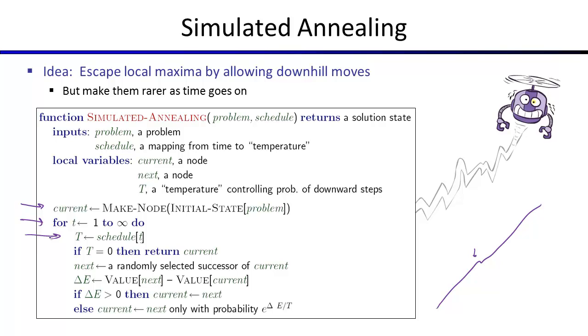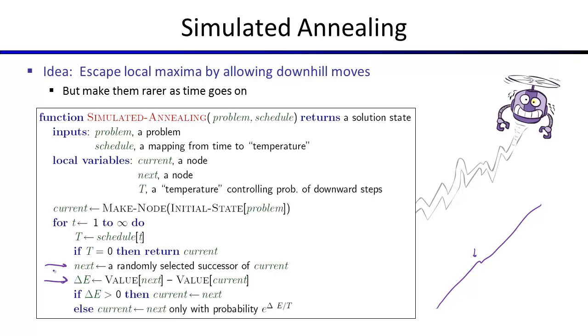What's that mean for search? Well, if you're done, you just stop. So how does this work? You figure out how warm things are at the moment, and then you look at your local position and you pick a random successor, not the best successor, not downhill, not uphill. You pick a random successor. Then you look at it and say, is it better or worse than the current value? That's delta E, the change in energy. Energy here is how high up you are.